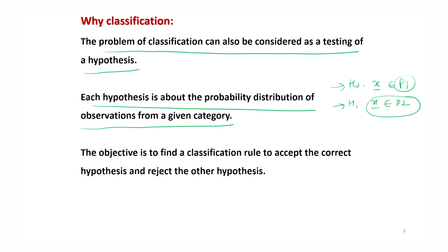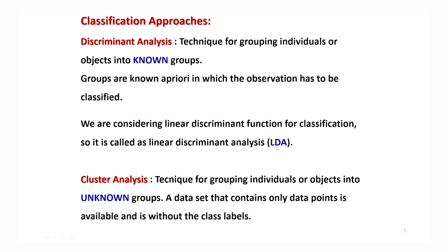So this is also covered in the topic of classification analysis. You can look into the books. I may not be covering it here, but definitely these things are available in all the standard textbooks. So our objective now is to find a classification rule to accept the correct hypothesis and reject the other hypothesis, when we are viewing the classification problem from the testing of hypothesis point of view. Right.